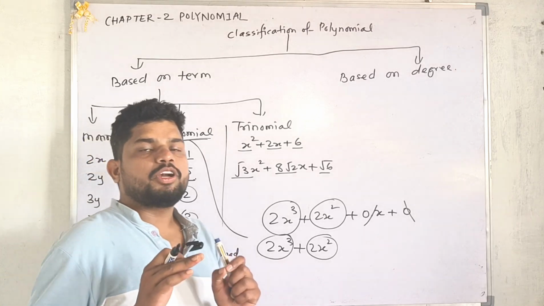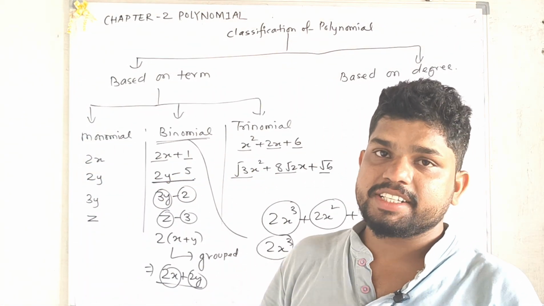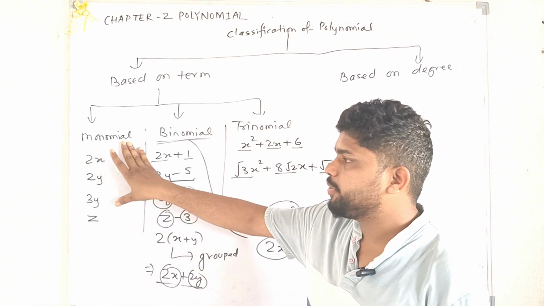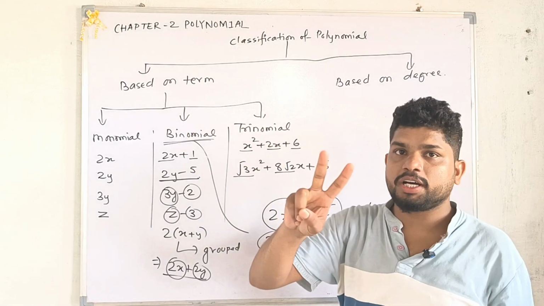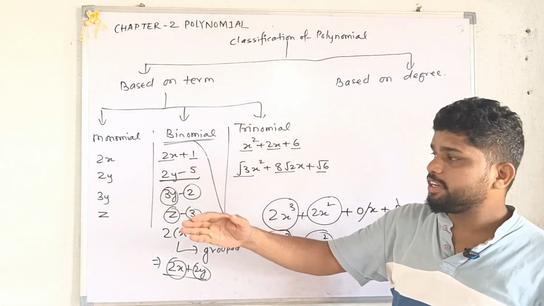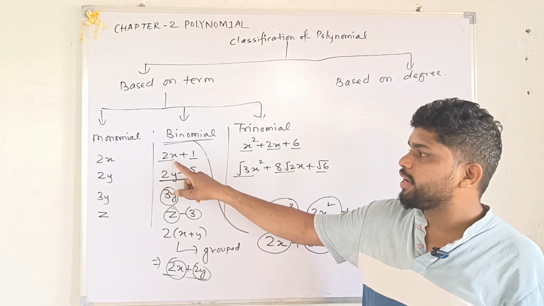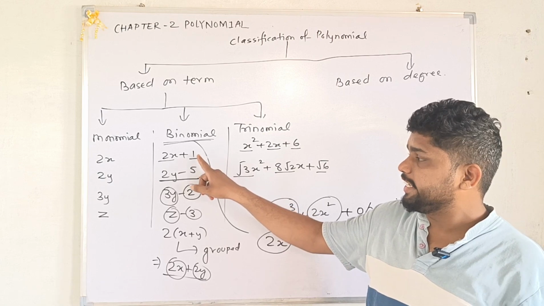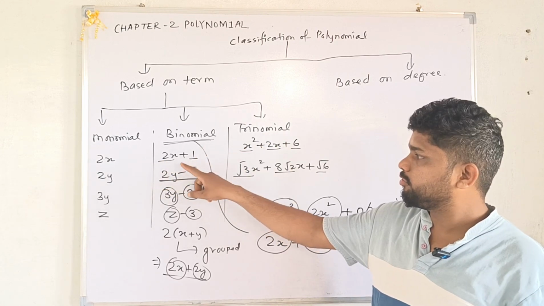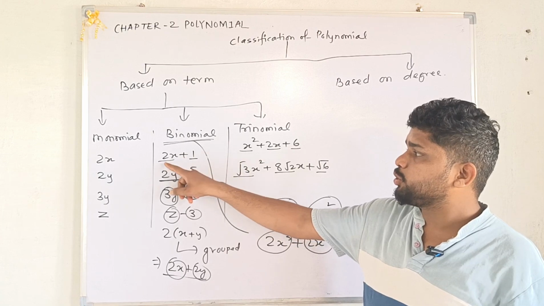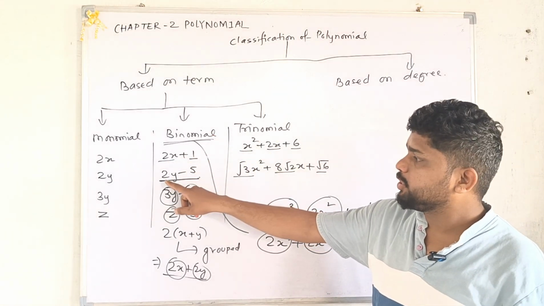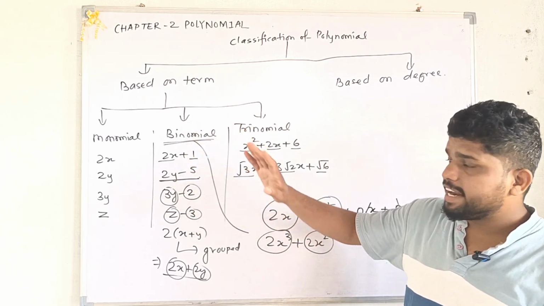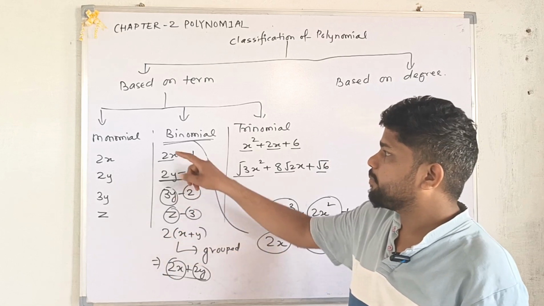So for any polynomial, just check the number of terms it consists of. If the polynomial consists of only one term, then it will be known as monomial. If it consists of 2 terms, then it is known as binomial. Like we have written 2x plus 1 here. 2x has a coefficient and x is a variable. Here a constant is also attached with it. So 2x is one term, 1 which is constant is another term. So 2x plus 1 is binomial. Similarly 2y minus 5, this is one term, this is another term. Any polynomial which has 2 terms is known as binomial.